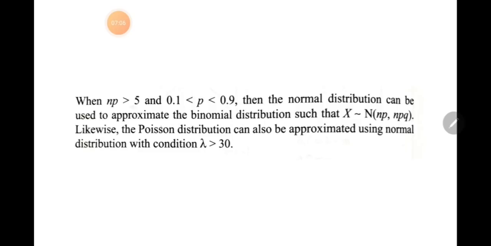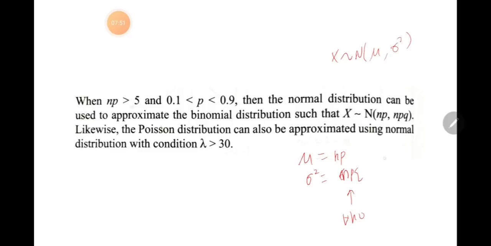So they came out with a rule whereby if you have np greater than 5 and p in between 0.1 and 0.9, then the normal distribution can be used to approximate the binomial distribution, such that X will follow a normal distribution. Because for normal you need two parameters, which are the mean and variance. How do you get the mean out of the binomial? You get np. The variance you can get using npq. So this is for binomial.